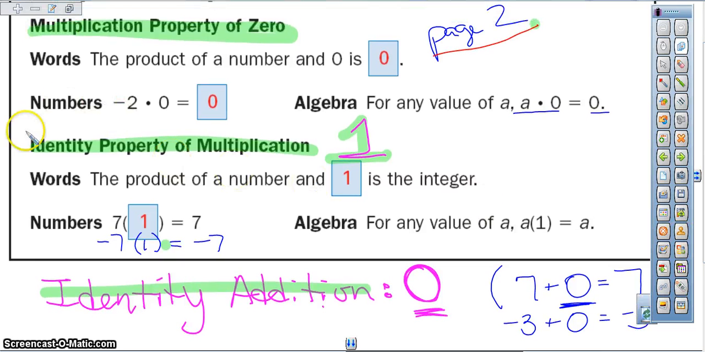The next one you're going to put down is the identity property of multiplication. Put it right with your identity property of addition. The identity in multiplication is 1. The product of any number and 1 is always going to be what we started with. And here's a couple number examples for you.